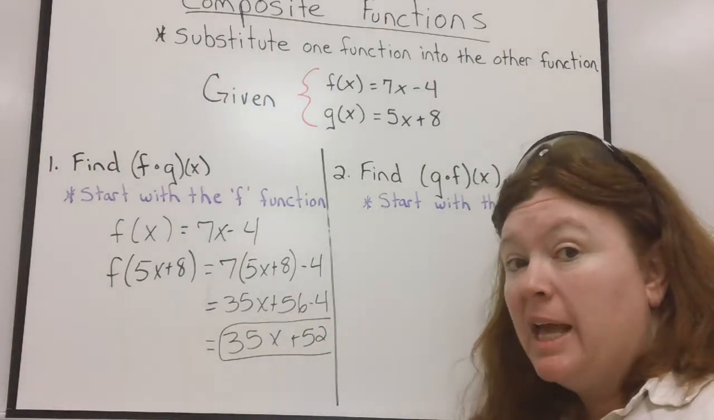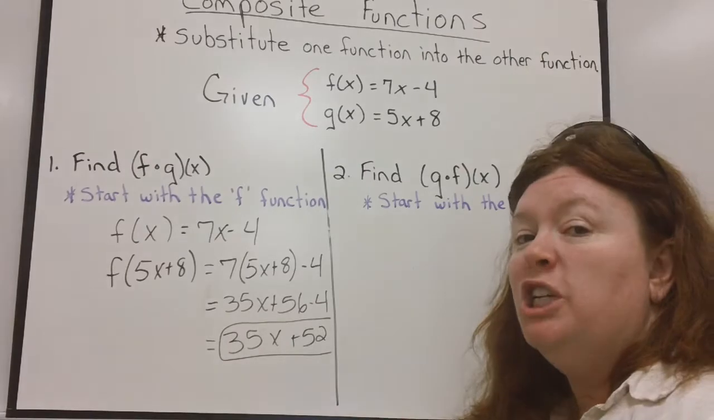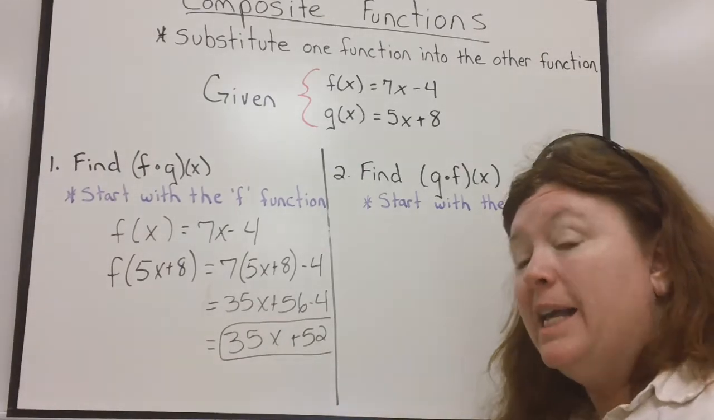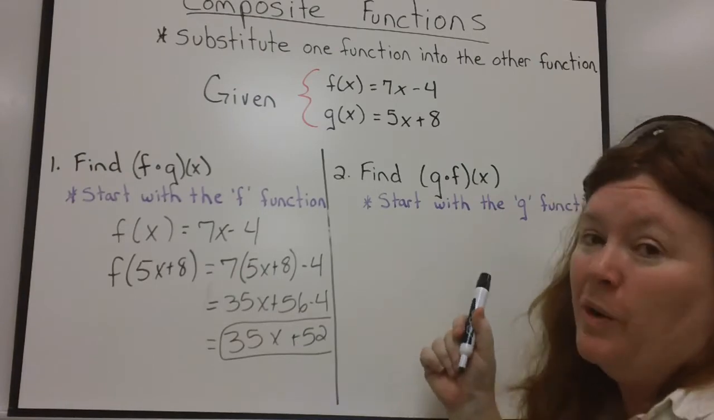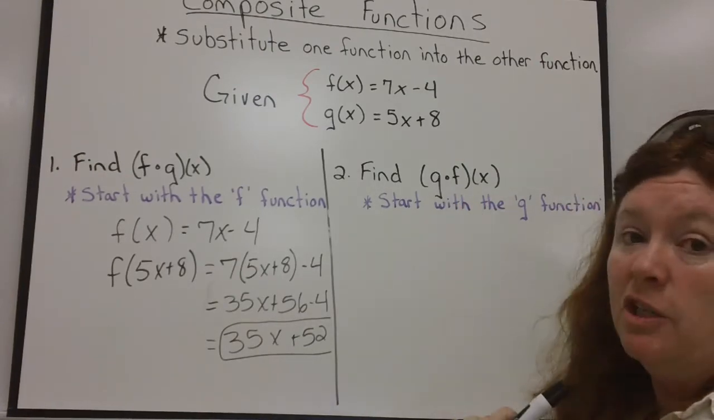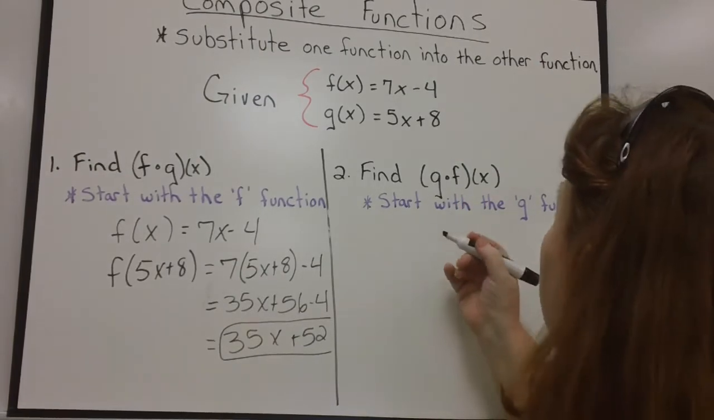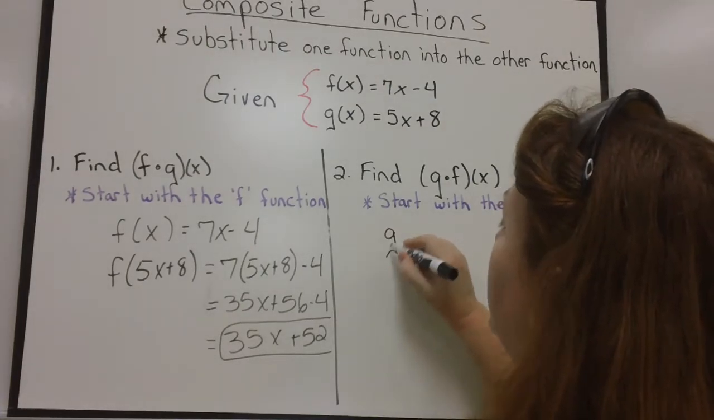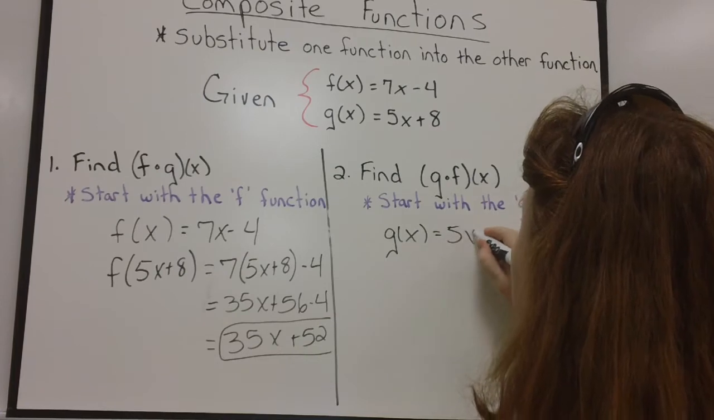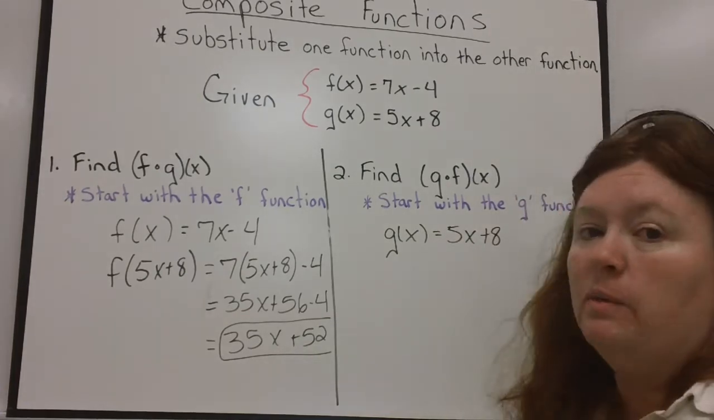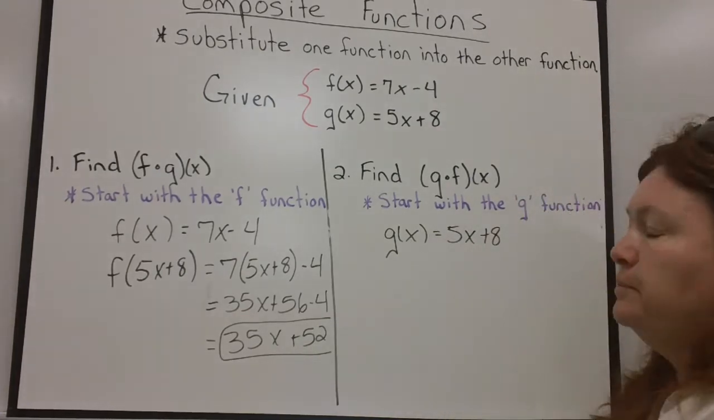All right, let's try this again. But this time we're going to do g of f of x. Again, I'm going to always start with the first one you see, the g function. So let's write it down. If you get into the habit of writing it down, it might make things a lot easier to work with. I know I'm starting with the g function, so I'm going to write it down.